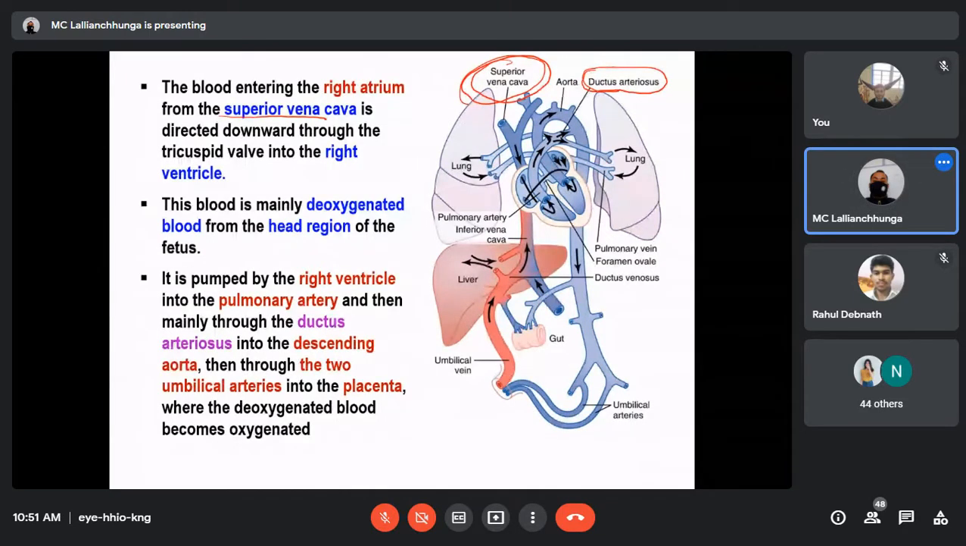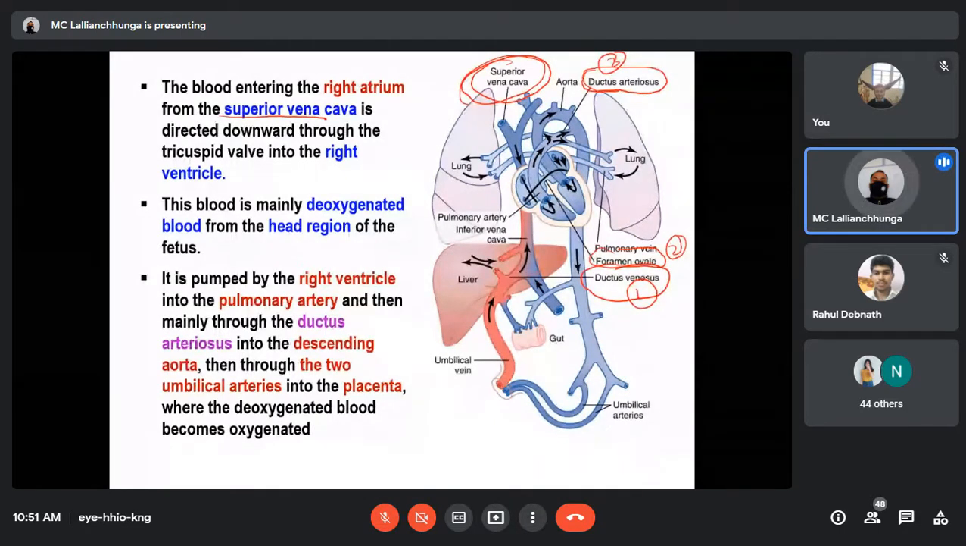So here we have three things: number one, ductus venosus; number two, foramen ovale; and number three, the ductus arteriosus. So this is quite different. You already know the structure of the heart, how the pulmonary artery comes out, how the aorta comes out of the heart. But during fetal life, these are extra structures which change the direction of blood flow. So this is happening during the fetal life.